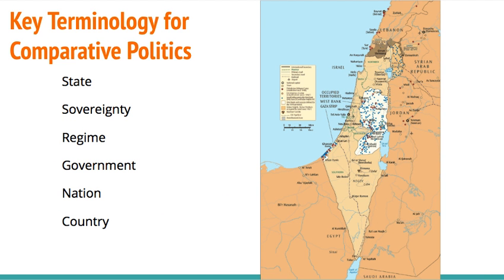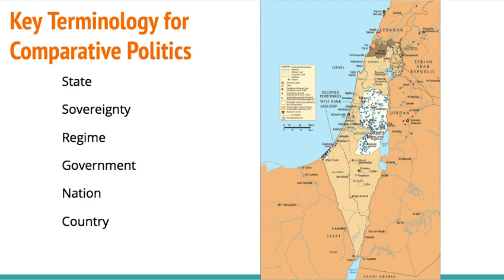Some of the things that I think are the most confusing for students when they start studying comparative politics is the fact that terms like state, regime, government, nation, country don't necessarily mean the same thing for political scientists that they mean when you just read them in the newspaper. Part of that has to do with the fact that words have multiple meanings, but part of it has to do with the fact that political scientists use these terms to mean things that are more specific than what people mean when they're talking about them in the news.